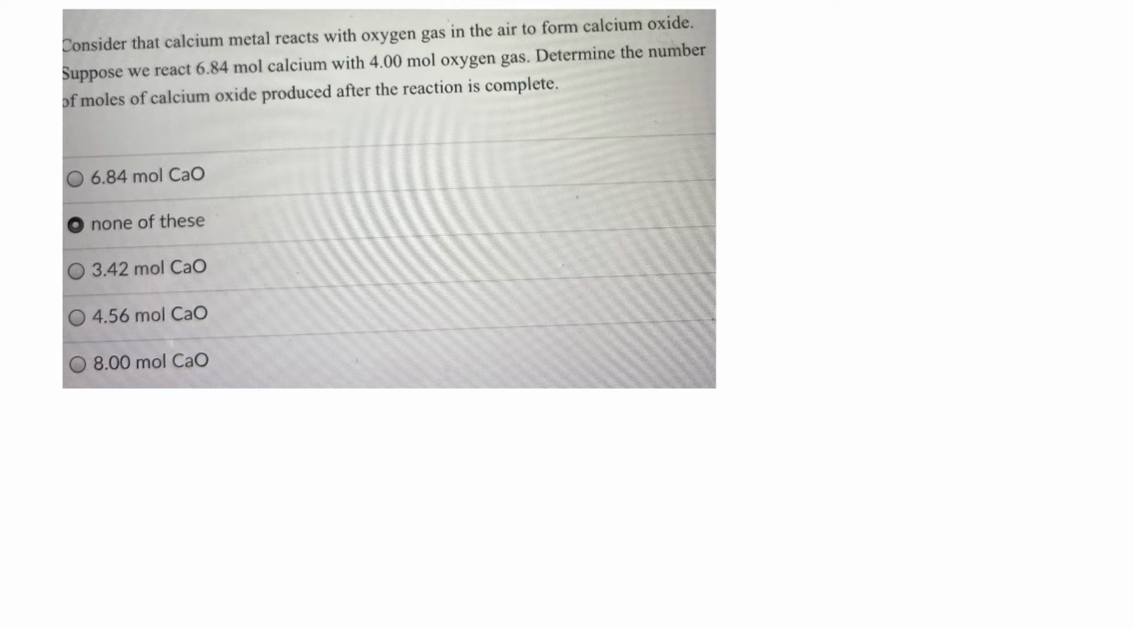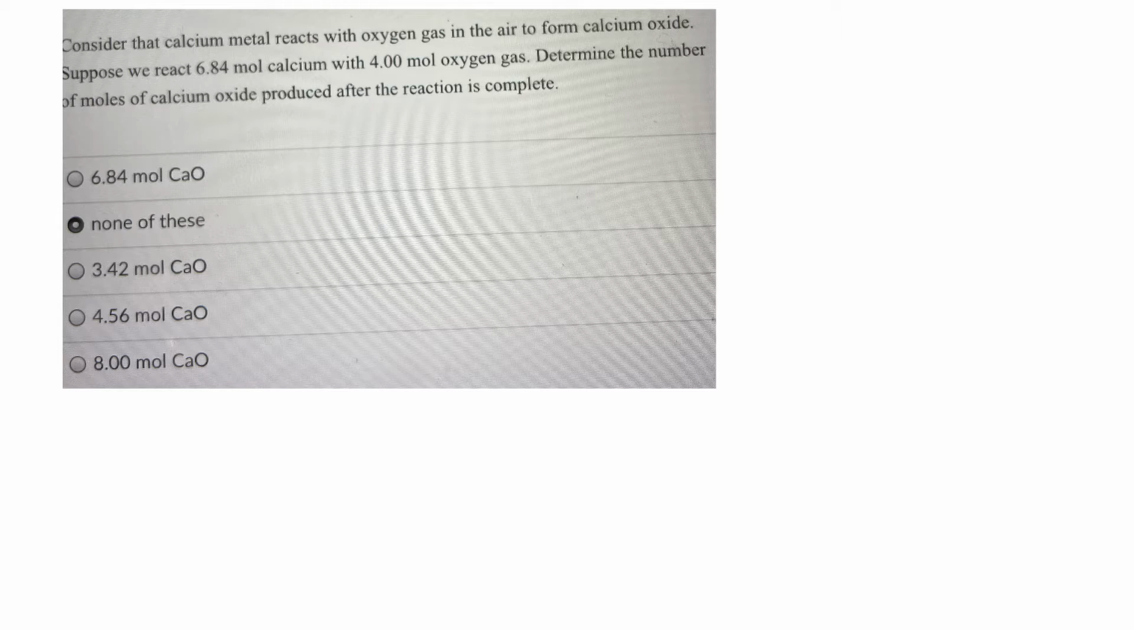All right, here's a good question. When you read it, if it seems like they gave you too much information, and not always, but often with stoichiometry questions, then it's a limiting reagent question. Let me show you how to go through that.